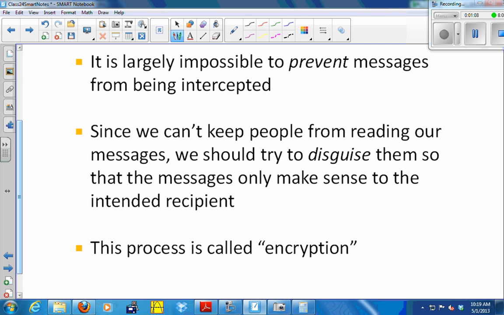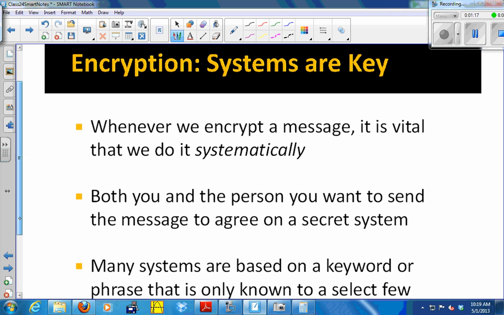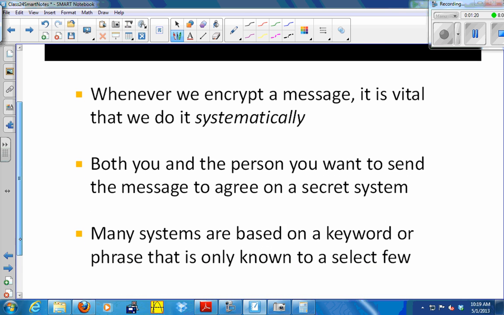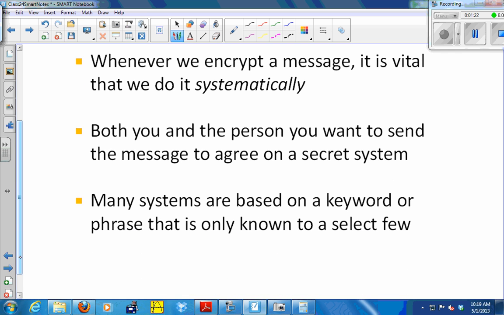So this process is called encryption: disguising your message so that only certain people can read it. Whenever we encrypt a message, it's really important to do it systematically. Both you and the person you want to send the message to have to agree on a secret system, the way that you're going to disguise the message. Many systems are based on a keyword or a phrase that's only known to the sender and the recipient.